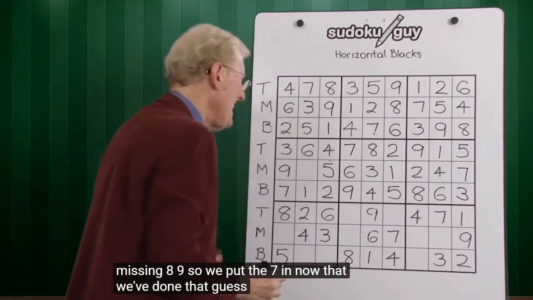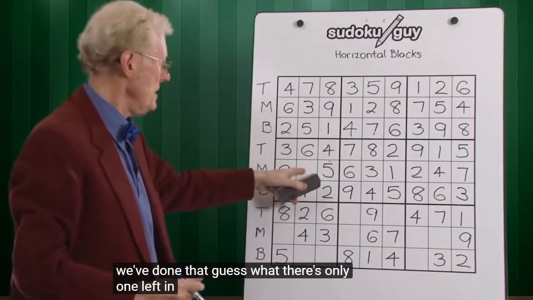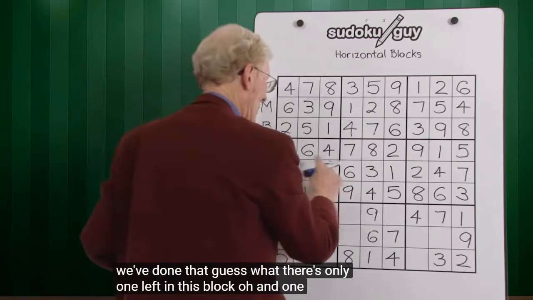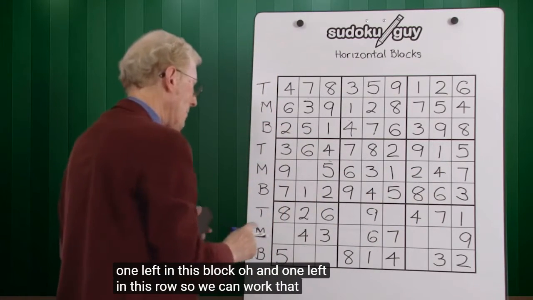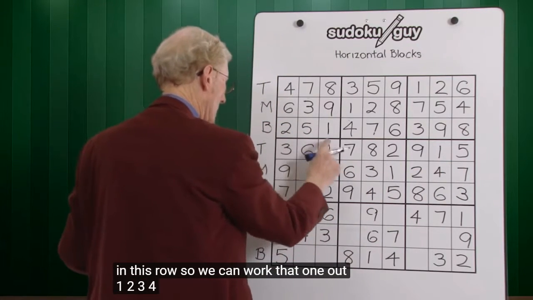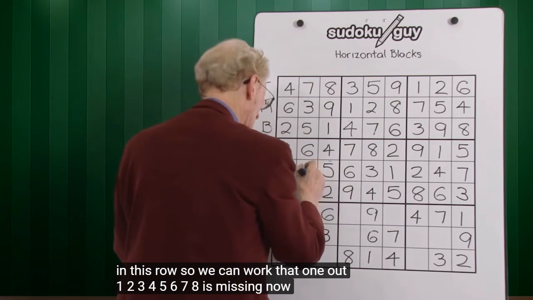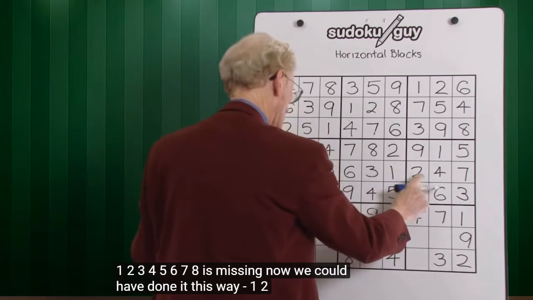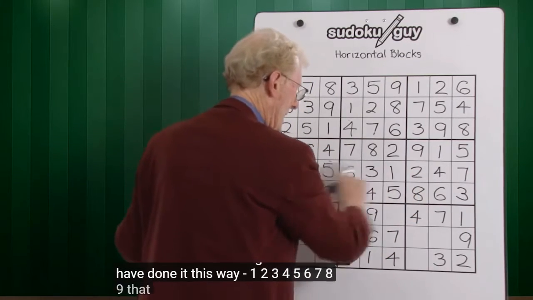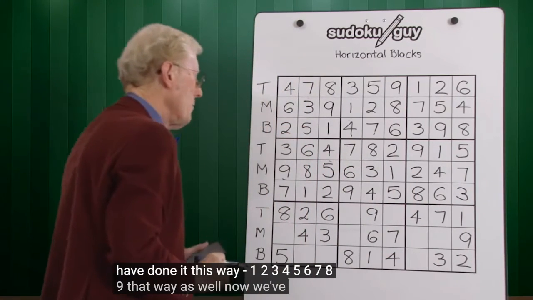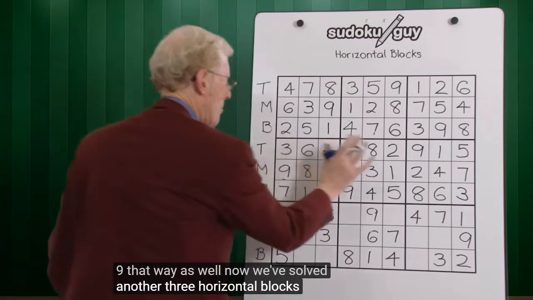Now that we've done that, guess what? There's only 1 left in this block and 1 left in this row, so we can work that one out. 1, 2, 3, 4, 5, 6, 7, 8 is missing. Now we could have done it this way too. 1, 2, 3, 4, 5, 6, 7, 8, 9. That way as well. Now we've solved another 3 horizontal blocks.